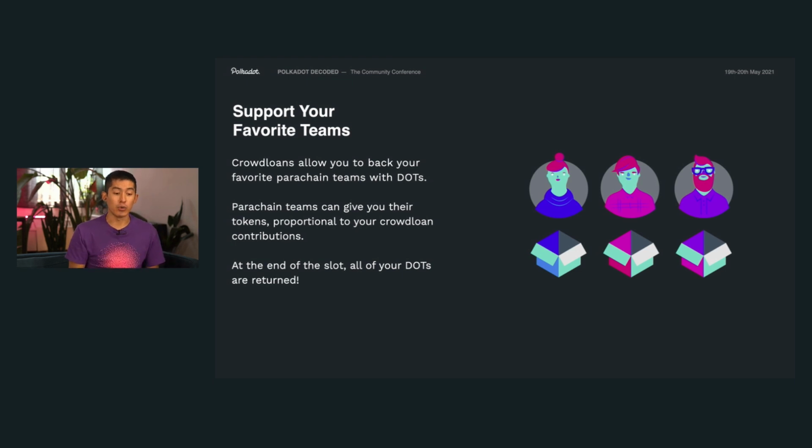And then as a DOT holder, crowdloans are an amazing way for you to shape the future of the network. You can back the parachain teams which you think will provide the greatest value. You can even get some of the parachain tokens or other rewards along the way. And remember, all of your crowdloan contributions are returned to you at the end of the slot, so there really is no reason not to participate.